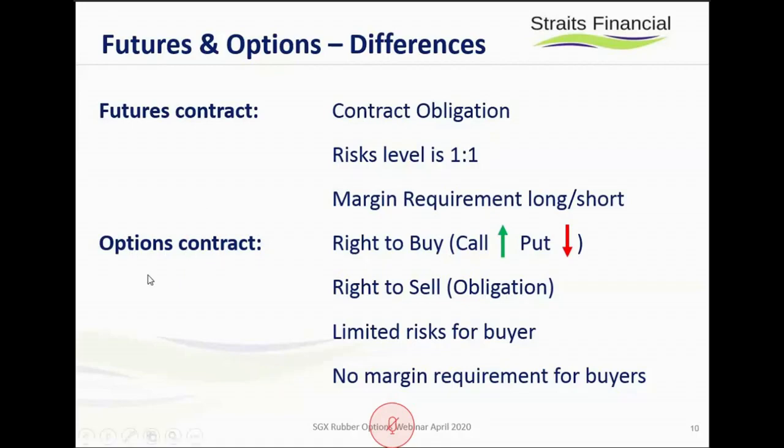Whereas the option contract is different. An option contract gives you the right to buy. You haven't bought the contract yet, but it gives you the right to buy. If you are seeing the market as bullish, you buy a call. And if you think that the market is going down, then you buy a put option. And the seller has the obligation when you exercise it. The big advantage of option trading is that the buyer has limited risk. You just pay the premium, and the buyer does not need to pay any margin to the exchange.